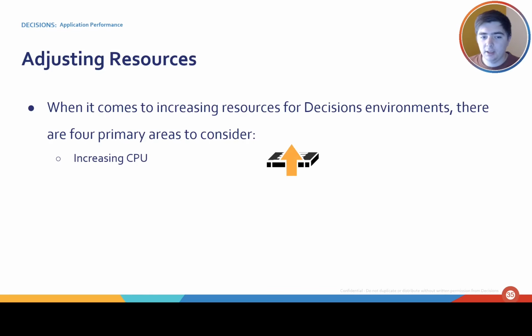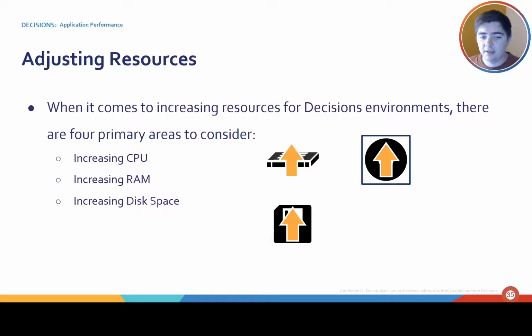The first one is the CPU. The second one is the RAM. The third one is going to be the disk space. And then the fourth one is database input output. These are the four areas that you'll want to check in your environment if you are still experiencing performance issues within your application after making the other performance changes.